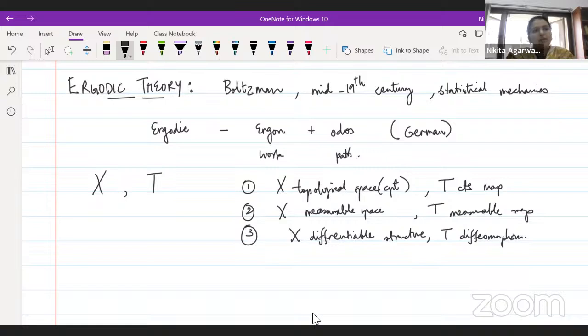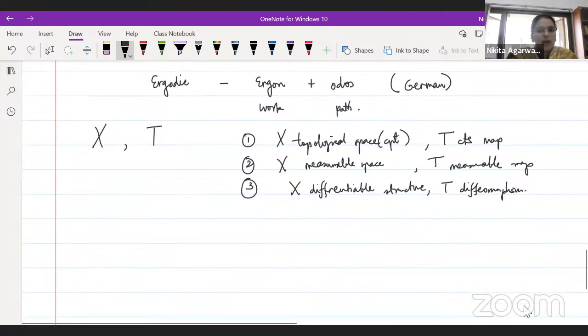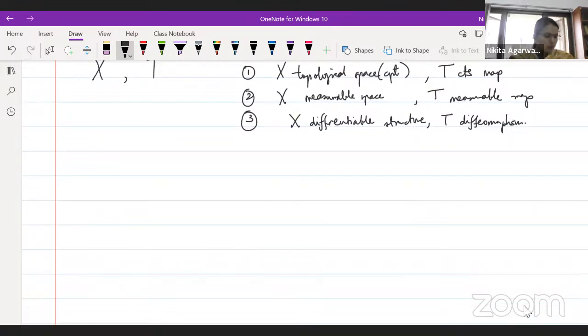And there are mathematicians within dynamical systems or within ergodic theory who are working in topological dynamics or in measurable dynamics or in differentiable dynamics. Okay. So my examples are going to be a mix of especially the first two. Okay, so I'm not going to focus on the last bit. Okay. So let us now look at some examples.